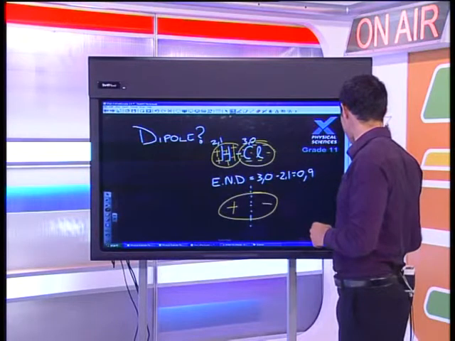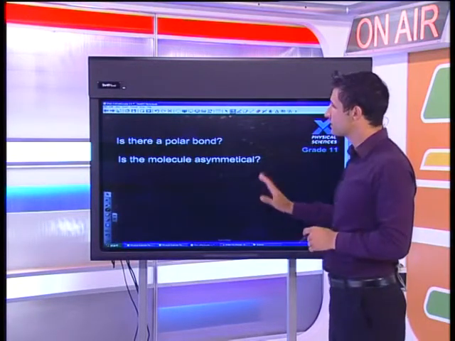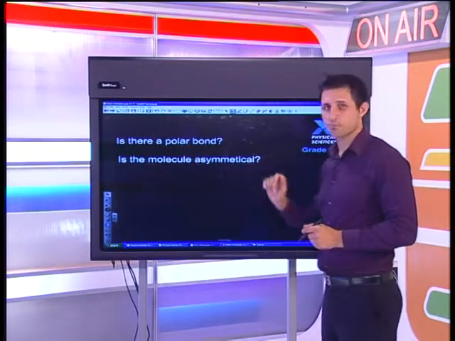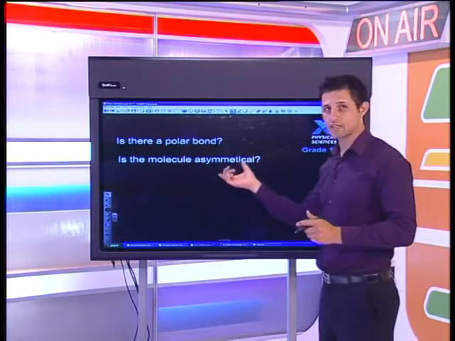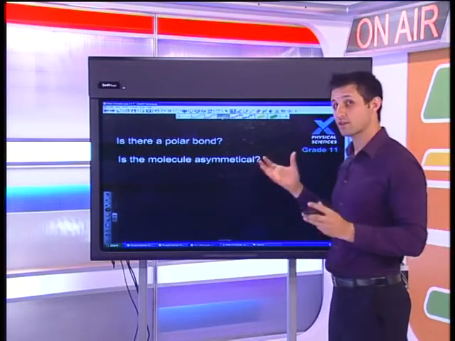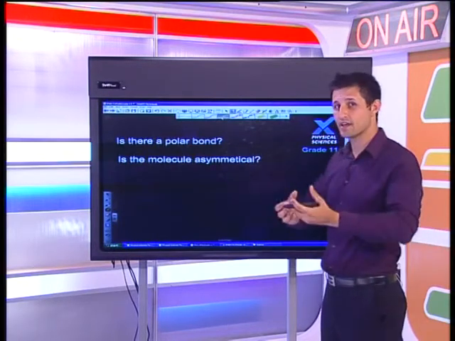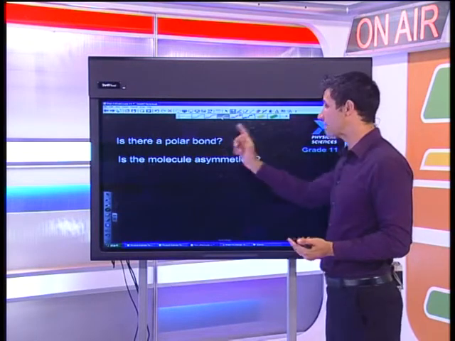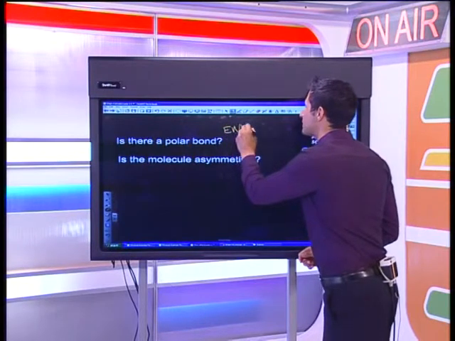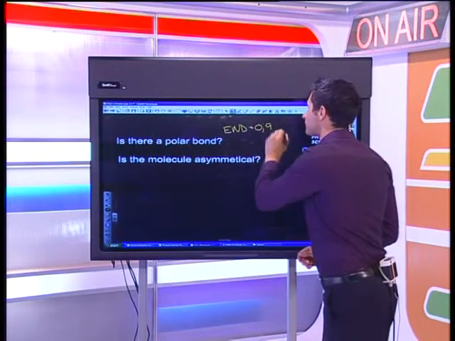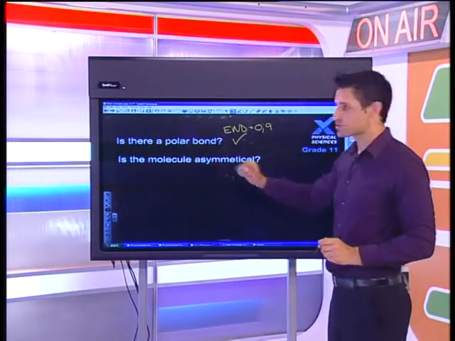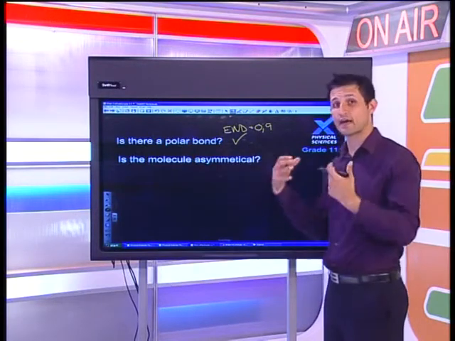I'm just going to go back for a second, and I just want to remind people, I've got to check first for a polar bond, and is the molecule symmetrical? Well, in this case, let's answer these questions. Is there a polar bond? The way that you do that is you compare the electronegativities. If they're very different, that means that you have a polar bond. So in this case, I know that my END, or electronegativity difference, was 0.9. That means that yes, there is a polar bond. What about the question, is the molecule asymmetrical, meaning unbalanced?